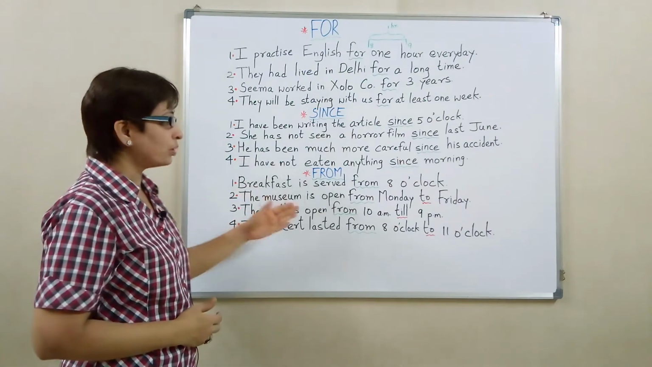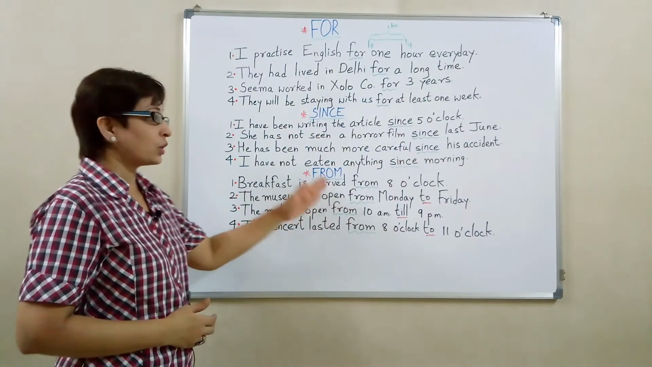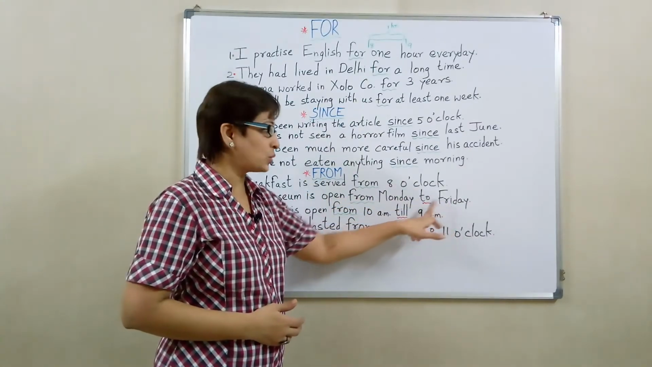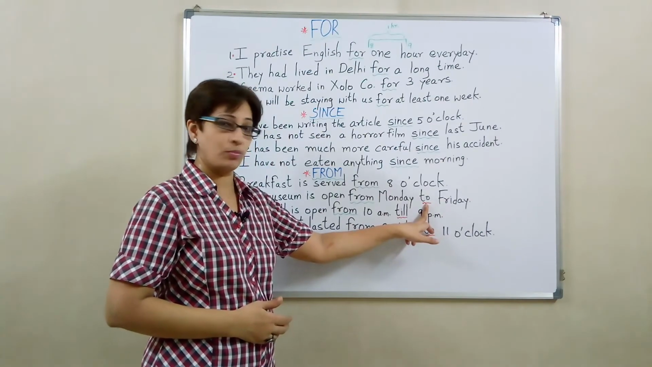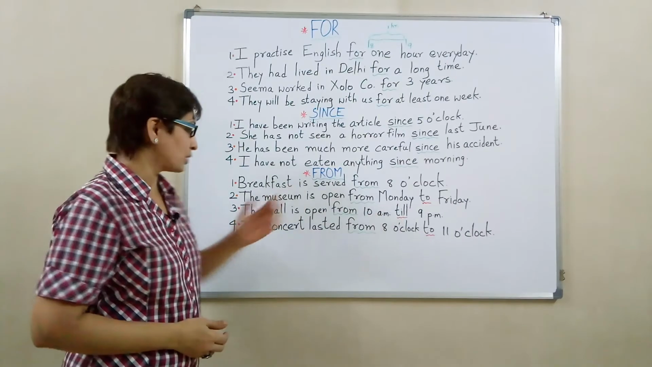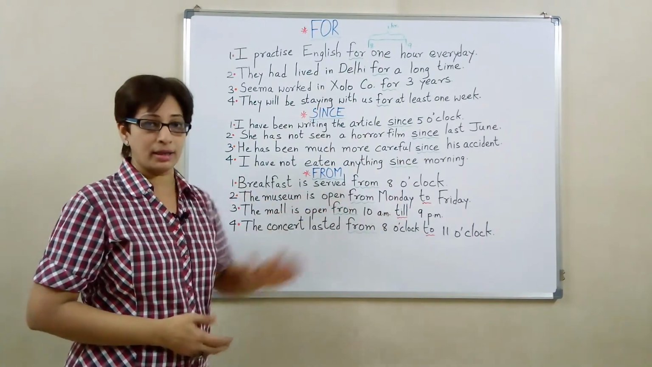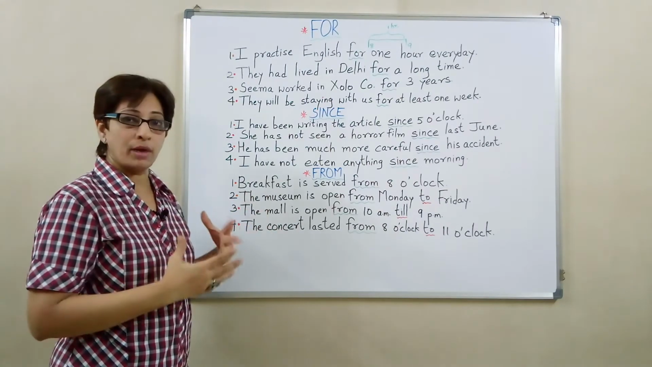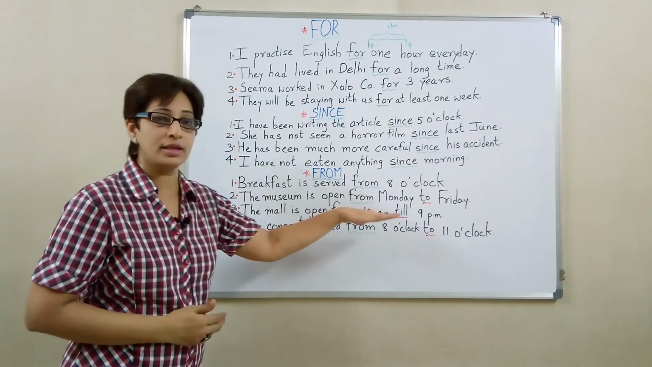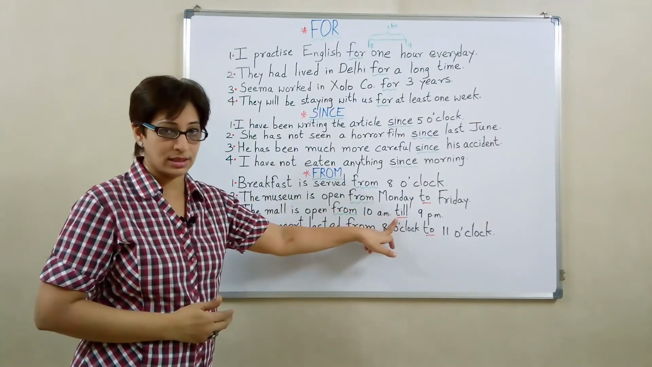Fine. The museum is open from Monday to Friday. Now when we use from, we can also mention the ending of the event by using one more preposition, and that is to. And we can also use till, as we can see in the third sentence. The mall is open from 10 a.m. till 9 a.m. So here we are talking about the starting point of an event and also the ending point of an event by using one more preposition, that is till.